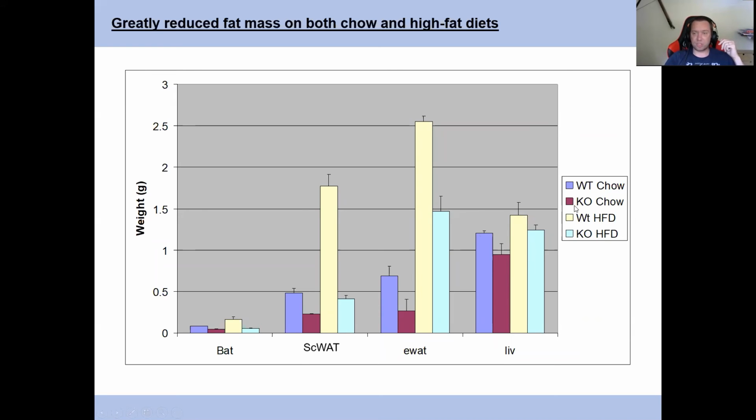So this is wild type on chow, knockout on chow, wild type on a high-fat diet, knockout on a high-fat diet. These are the males. But you can see huge effects on subcutaneous white fat, BAT, and EWAT masses, okay? So these mice are partially lipodystrophic.